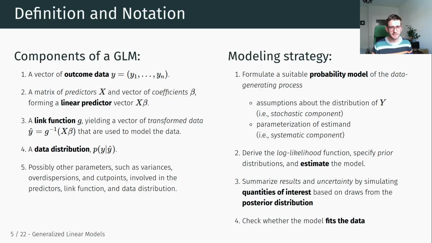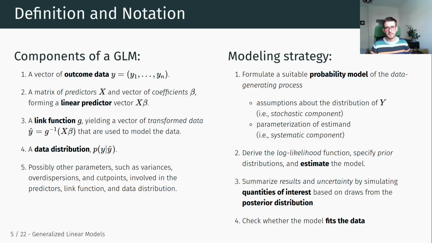Ultimately, after we estimated our model, we can summarize our results as well as the underlying uncertainties, particularly estimation uncertainty, by simulating quantities of interest based on draws from the posterior distribution, at least if we're working in a Bayesian framework. If we're working in a frequentist framework, we can make additional assumptions about the sampling distribution and simulate as well. But at least in the Bayesian framework, we have the added convenience of directly being able to use the posterior distribution samples.